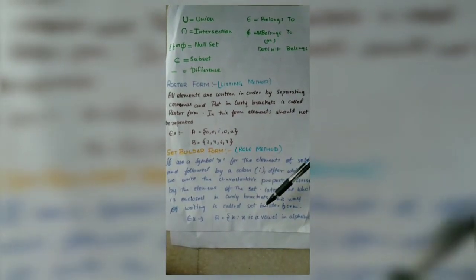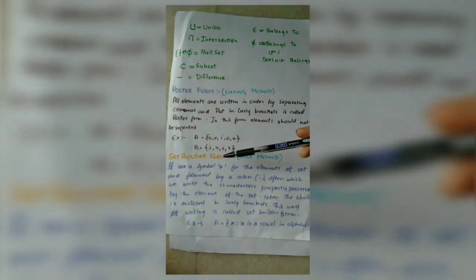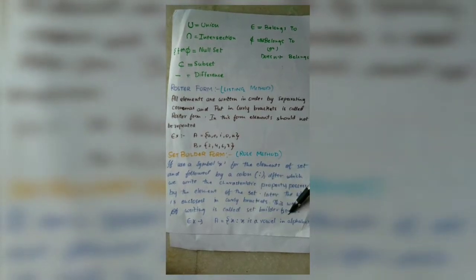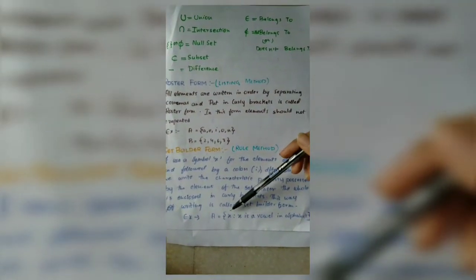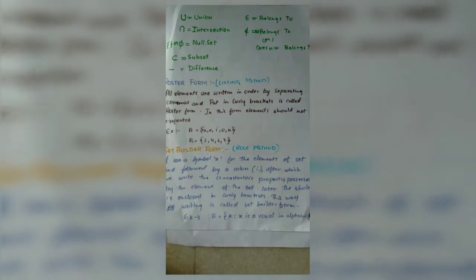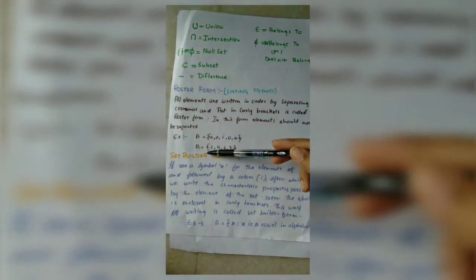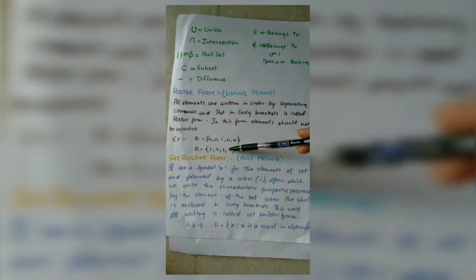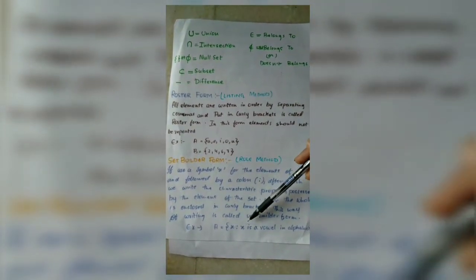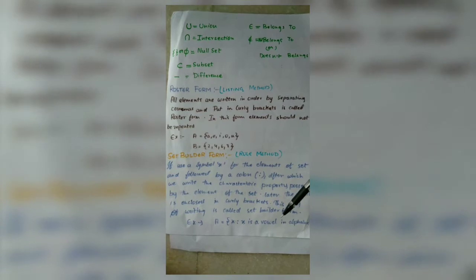So this way of writing is called set builder form. You can see it is a little like a statement. Set builder form does not contain elements in it. It gives a property so that we can find out the elements of the set. x such that x is a vowel in the alphabet.